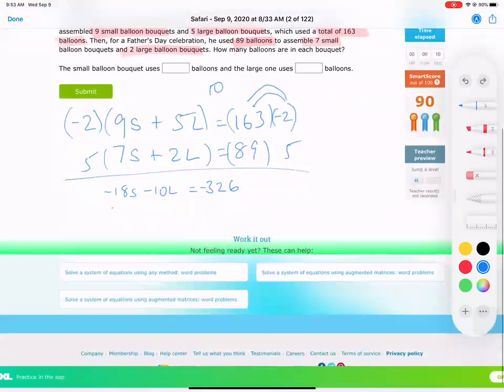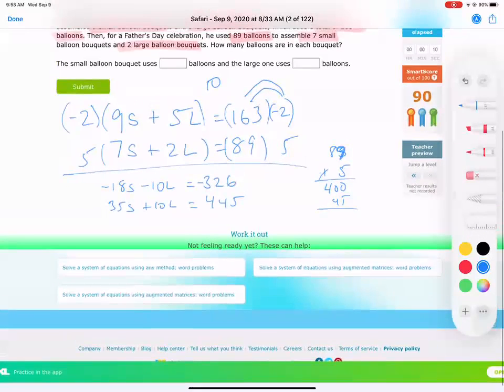On the bottom, that's going to be 35S plus 10L. Yeah, they're going to cancel. And 5 times 89 is 5 times 80 is 400. And then 5 times 9 is 45. So it's 445. All right, this looks really messy, but we're going to subtract it. It'll come out hopefully pretty nice.